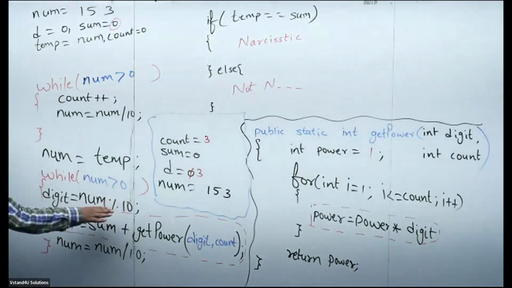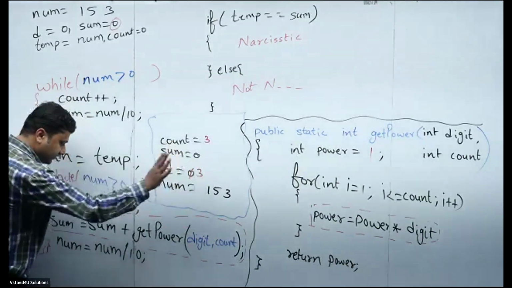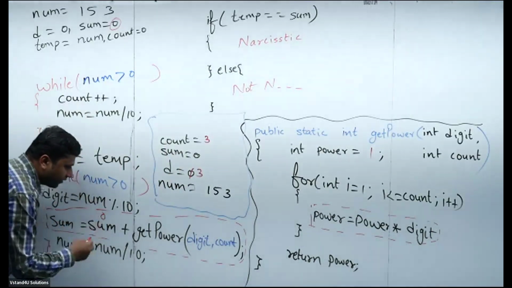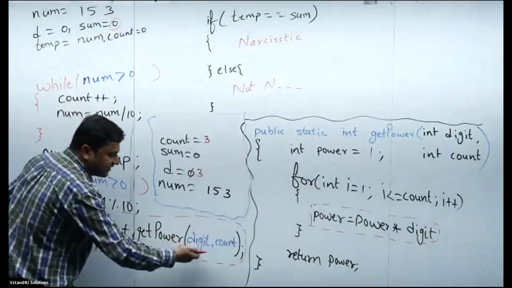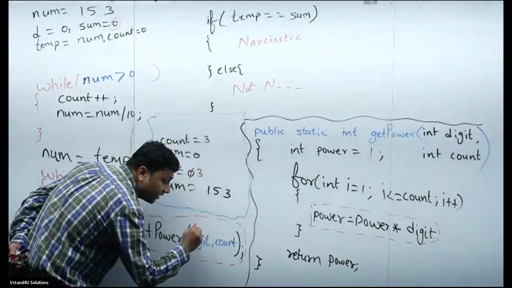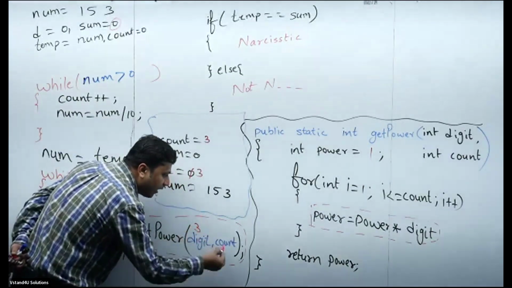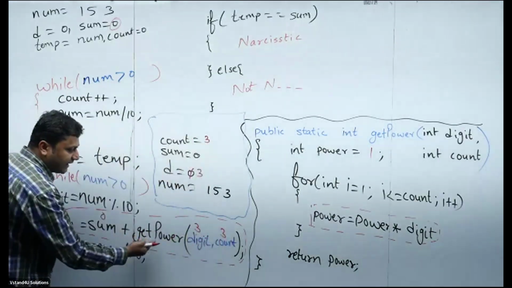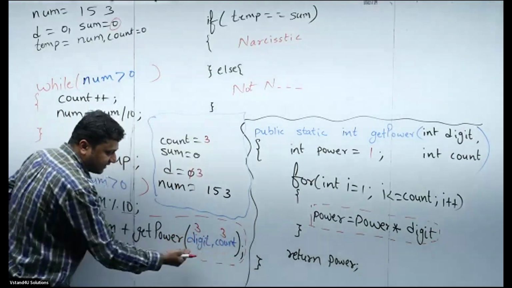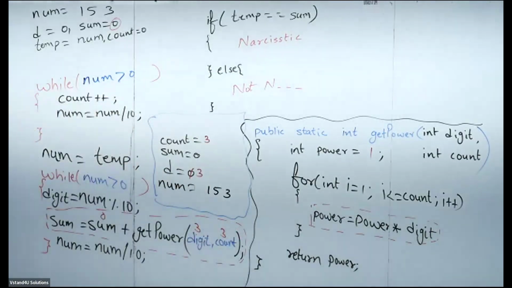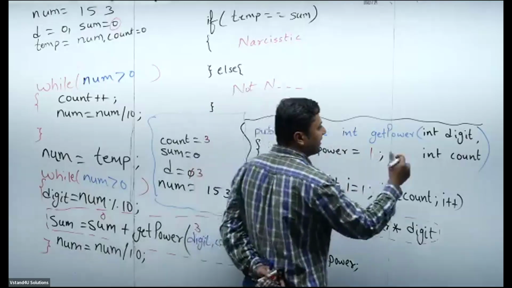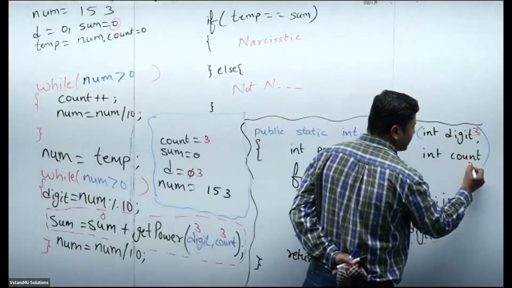Great. Now the point is, I got the digit as 3. This much is done. Then what is the existing value of sum right now? 0. Get the power of digit. Digit is what? Count, what did we get? Count is 3. So I will tell it get power 3 comma 3, that is 3 raised to the power 3. Agree? Yes. In this case, control will jump to the get power method. Digit is 3, count is 3.